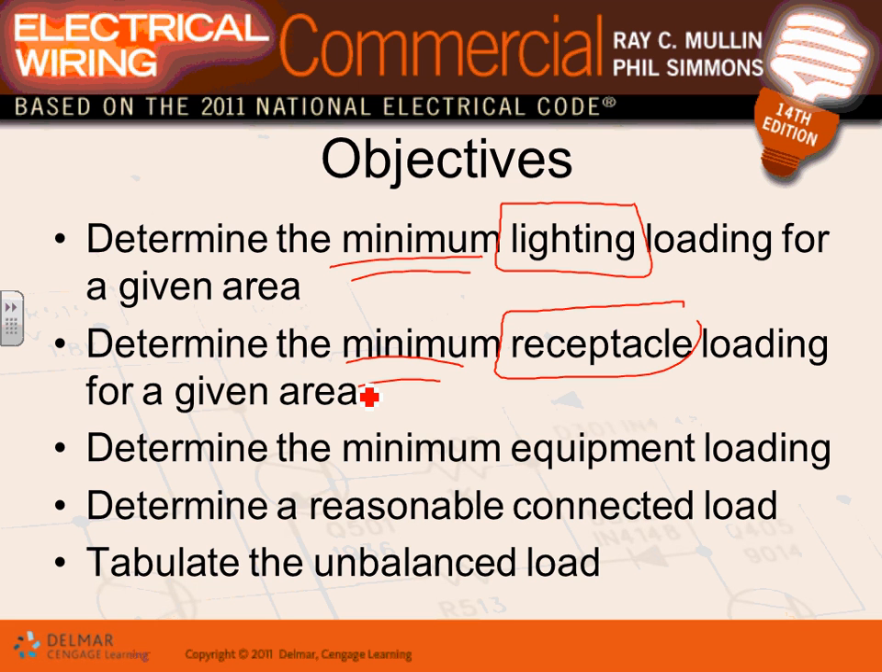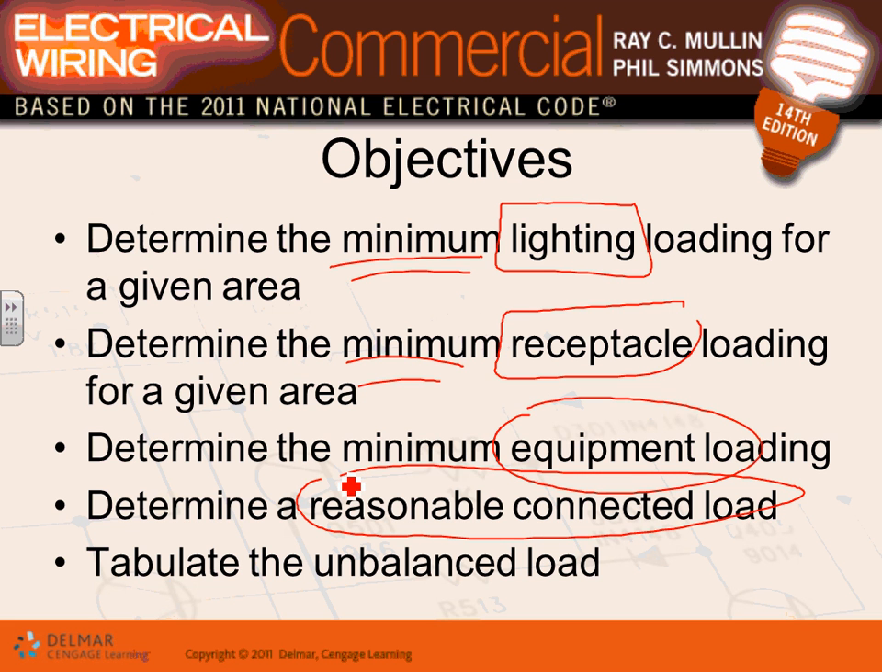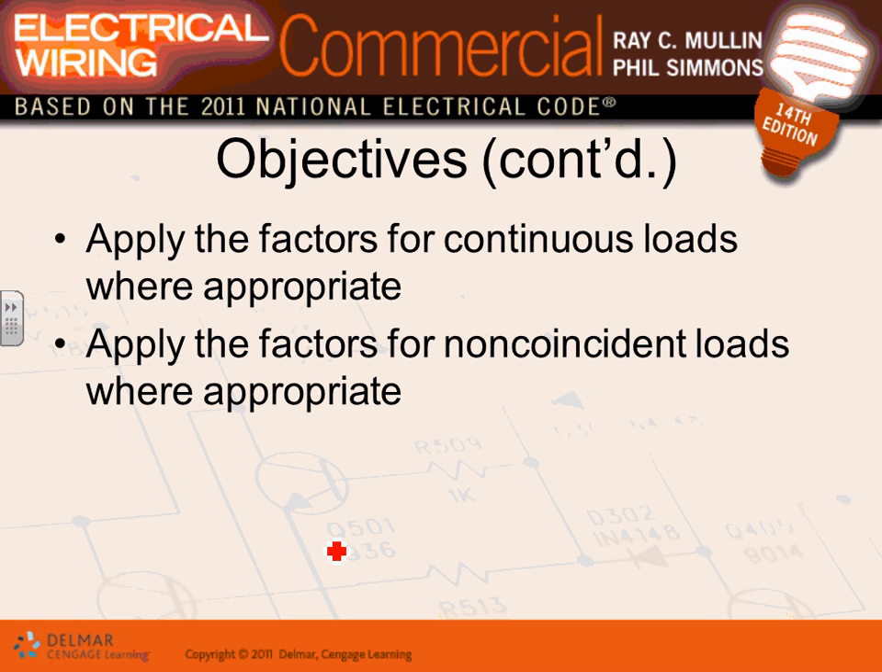Determine the minimum equipment load. So does that sound familiar? Here's light, here's receptacle, here's equipment. Determine reasonable connected load. Then you have to compare it with the actual connected load and tabulate the unbalanced load so you can size your neutral. Exactly what we did.